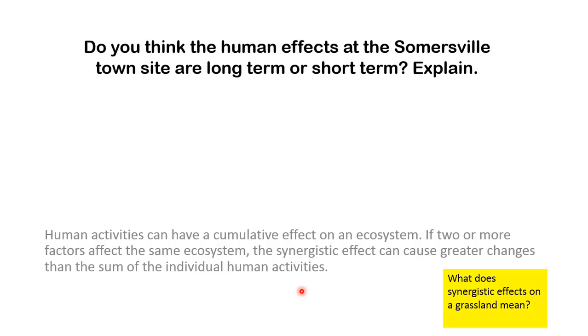So do you think that human effects at Summersville town site are long-term or short-term? So do you think the effects that happen there are going to be long-lasting? Or do you think that they are only short-term? And again, in the history of the world, you got to look at what is long-term and short-term. So thousands of years can go by. That can be long-term. Short-term might only be 50 or 60 years, which is the lifetime of a person.